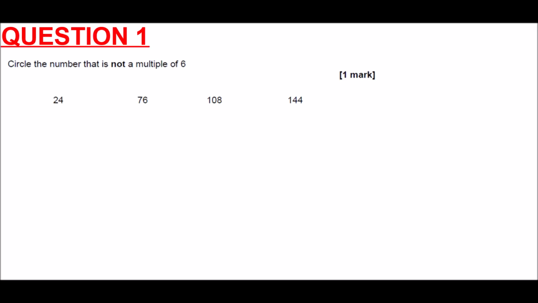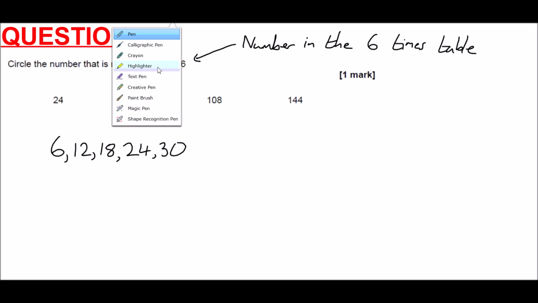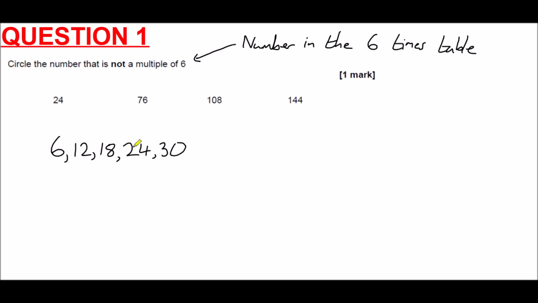And so, first of all, you need to remember that multiple of 6 just means a number in the 6 times table. So if it's not in the 6 times table, it's not a multiple of 6. So the slow but sure way of doing this would be to just know your 6 times table, which goes 6, 12, 18, 24, 30. So we can see already that 24 is in there. And so the answer is not going to be 24 because that definitely is in the 6 times table.